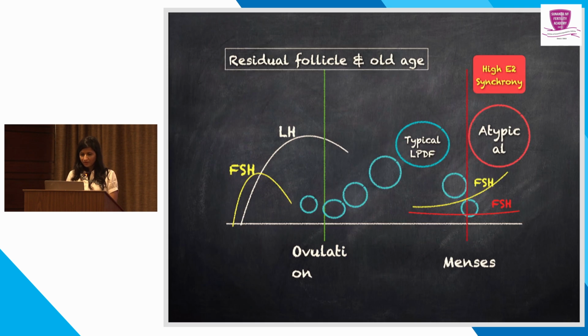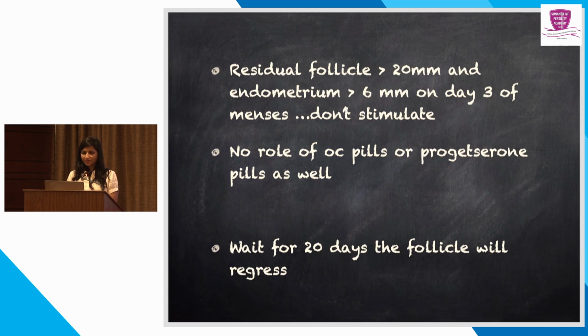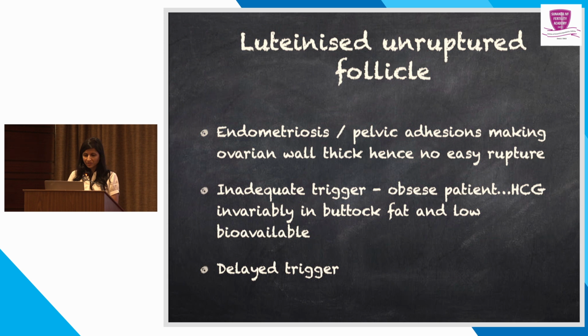About atypical luteal phase dominant follicles, Sarah has already discussed. Residual follicle more than 20 millimeter, no role of OC pills at all. If the endometrium is thin, you can still go ahead. Then the favorite topic is luteinized unruptured follicle.